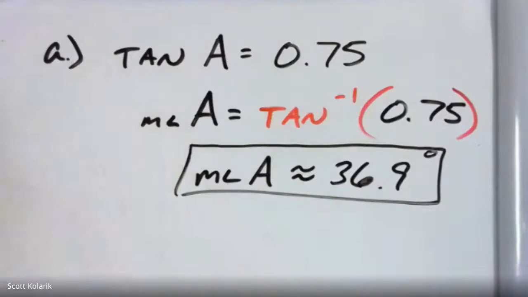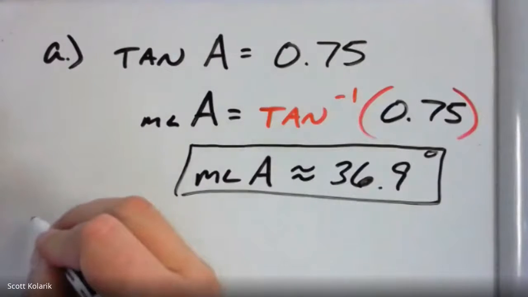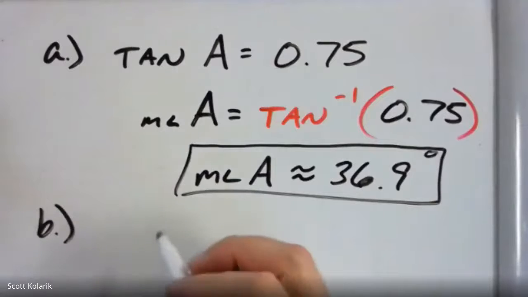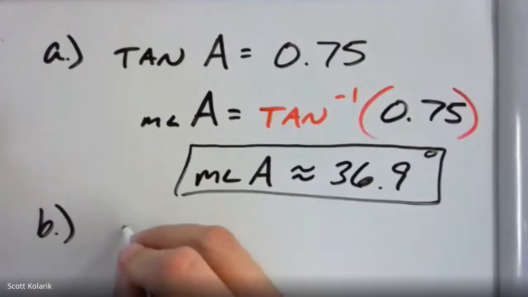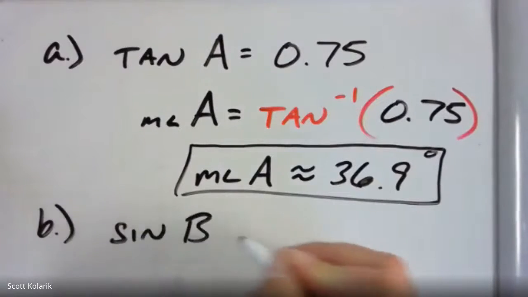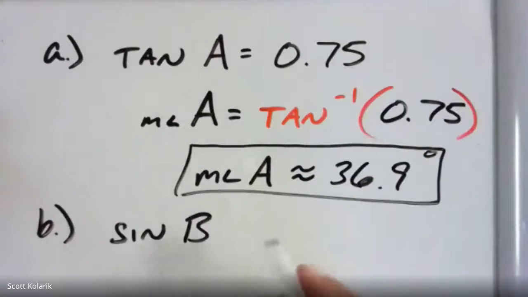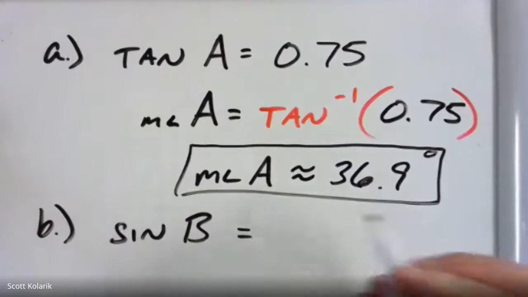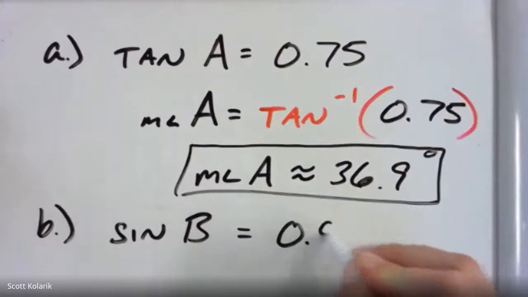All right, part B is the same thing, just a different trig ratio. Part B here, we're now given the sine of angle B, some other angle. This is not necessarily in the same triangle, for the record. This is just a different problem. So sine of B is 0.87.